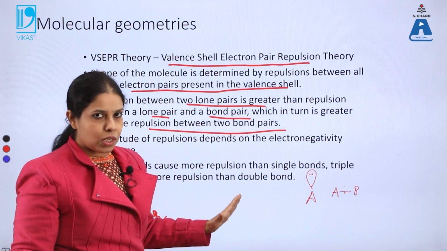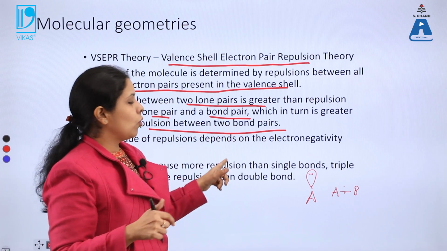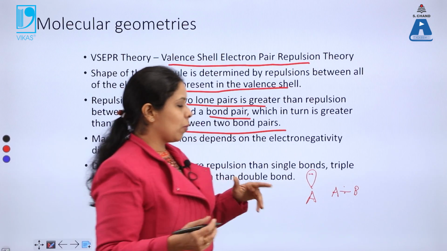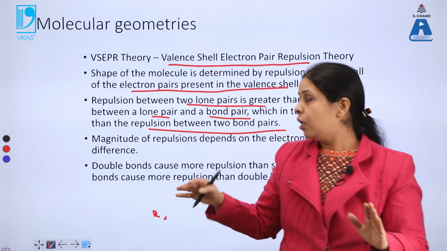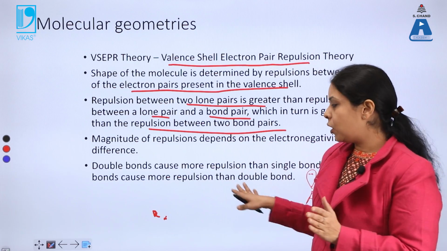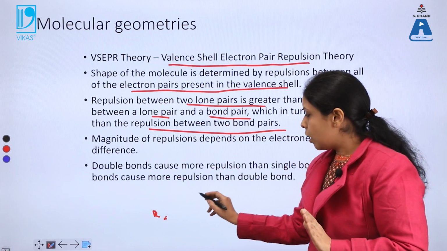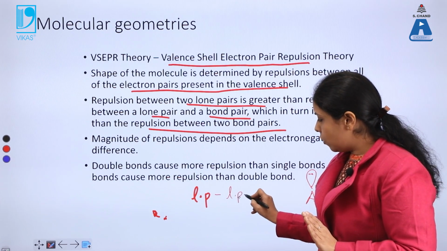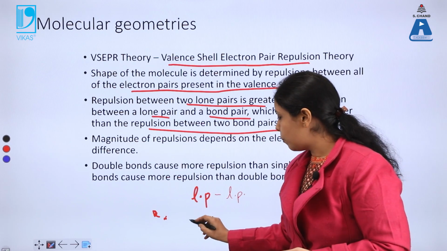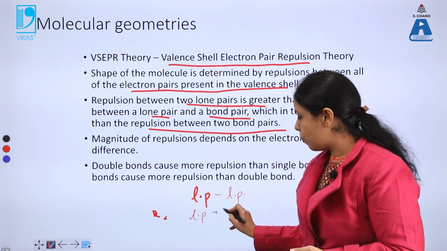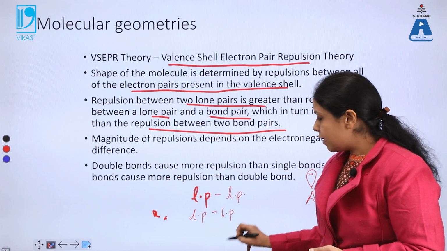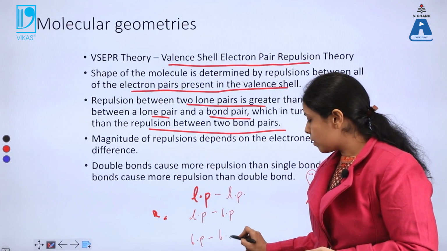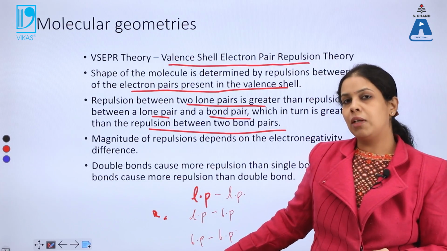So VSEPR theory says lone pair repulsion is greater than lone pair bond pair repulsion, and that is greater than bond pair repulsion. Now we know electrons repel each other, but the extent of repulsion is different between these electron pairs. If we denote a lone pair like this, now 2 lone pairs are there, so the repulsion is more as compared to repulsion between a lone pair and a bond pair, and this would again be higher than the repulsion between 2 bond pairs. So 3 types of repulsion would be there.